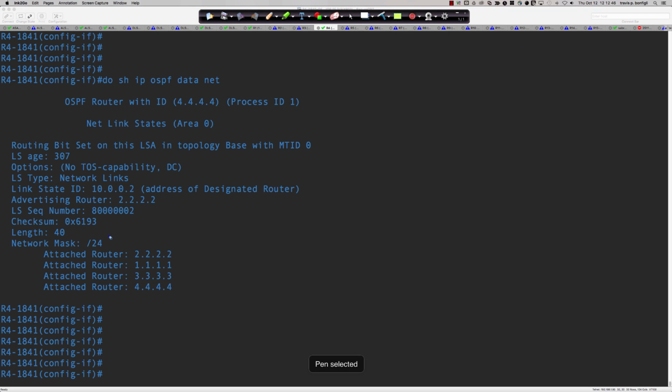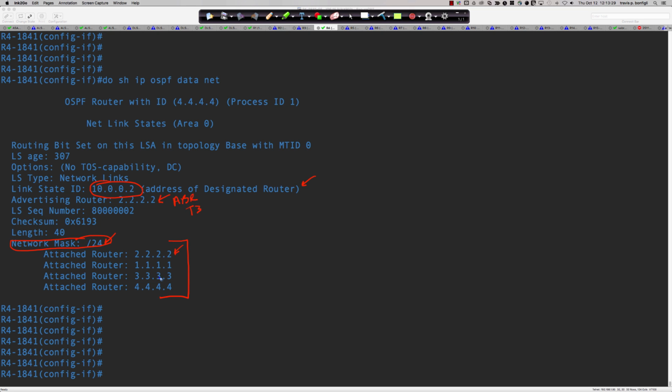And take a look at what the type 2 LSA gives us. It tells us the address of the designated router, just like you would see the advertising router ID on the ABR of a type 3 LSA. We get the network mask, and this is the network mask not of those router IDs, right? That's not what it is. It's the subnet, because it's /24, the 10.0.0.0. And it tells us who is participating on the network. Here's a list of the router IDs.